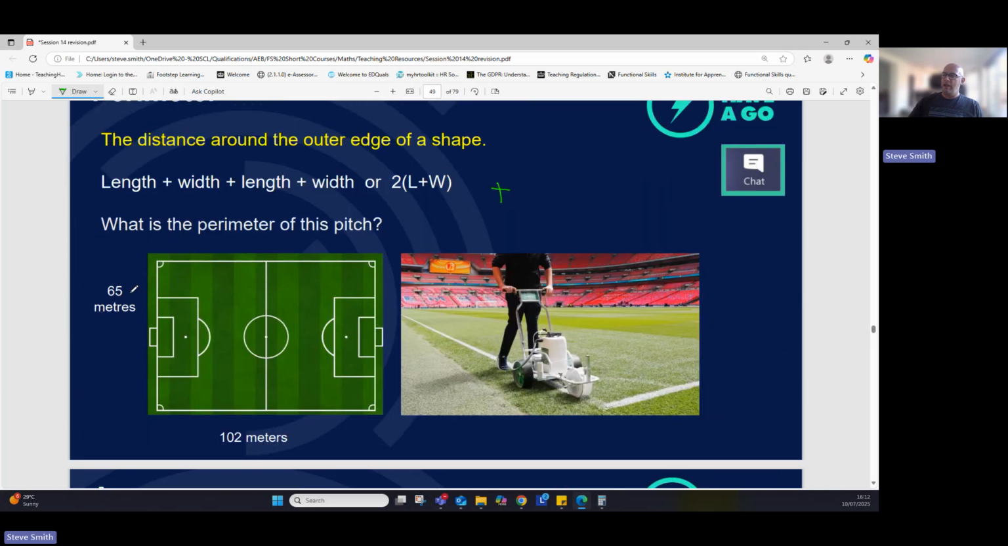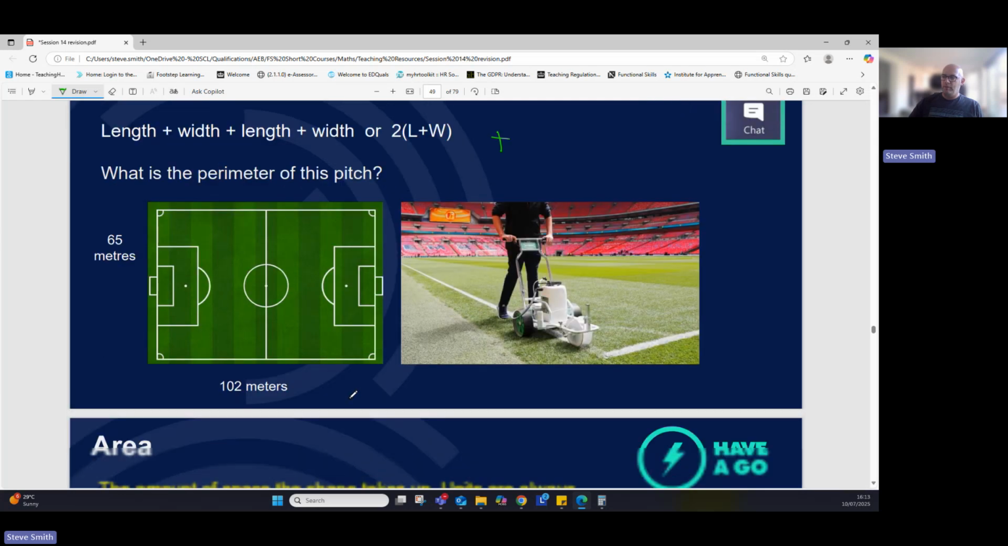So the area of this pitch will be 65 times 102, and that's everything in the middle. Whereas the perimeter will be 65, add 102, add 65, add 102, because we're walking all the way around the outside. So on the perimeter, you use the numbers until you get right back to the start again. Whereas with area, you've just got the width times the length. You can use them once.